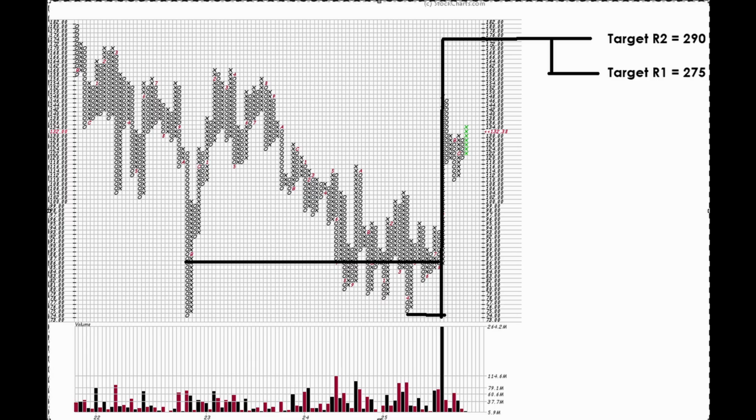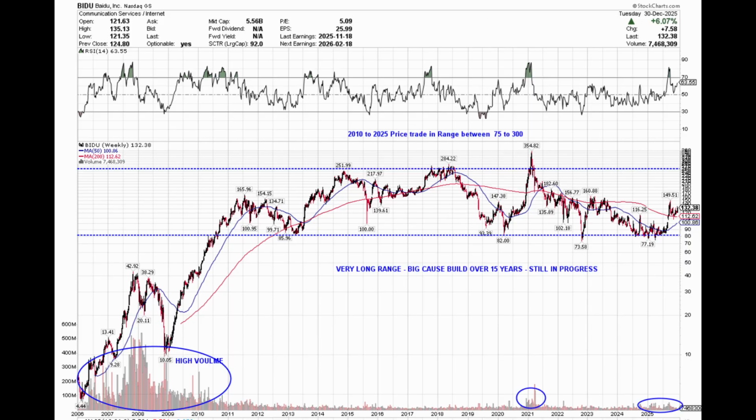This area aligns with the long term resistance seen on the 20-year chart. While we must watch the reaction at $280, it is clear that a new trend has emerged.